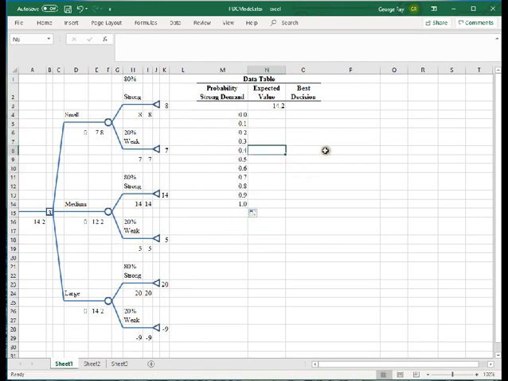So now we can look at what the best decision is if we have a probability for a strong demand going from 0 to 10%, 20%, all the way up to 100%. What is our best decision going to be for each one of those probabilities for a strong demand? So we've got this set up.